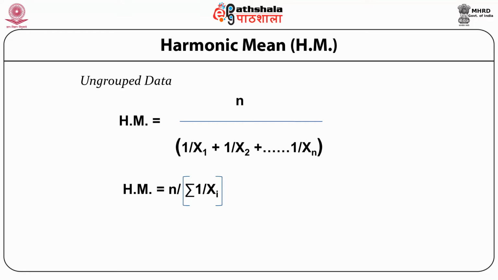So how do we calculate it? Harmonic mean, basically, is defined as the reciprocal of the arithmetic mean of the reciprocals of the individual observations. For ungrouped data, harmonic mean is equal to n upon, within bracket in the denominator, 1 upon x1 plus 1 upon x2 and lastly 1 upon xn. We can write it as harmonic mean equal to n upon, in the denominator, summation 1 upon xi.